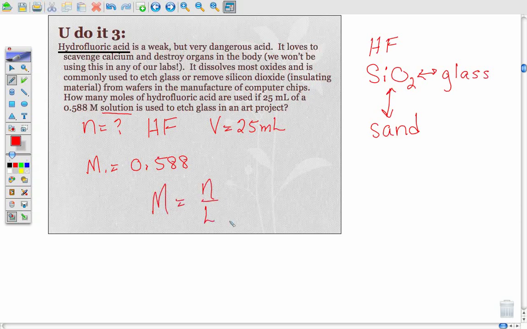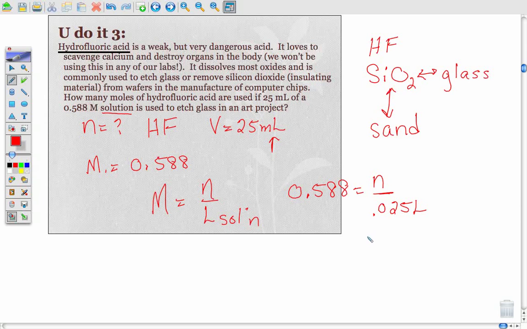Molarity is moles per liter. Remember, we're talking about the whole solution here. And so 0.588 is equal to moles over, I just have to do a quick unit change here, 0.025 liters. Be careful which direction you go. People have a tendency to sometimes go the wrong direction on that.